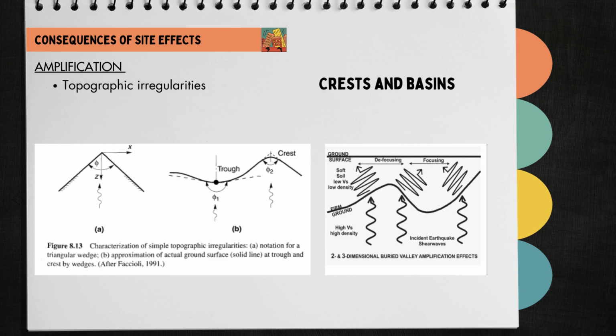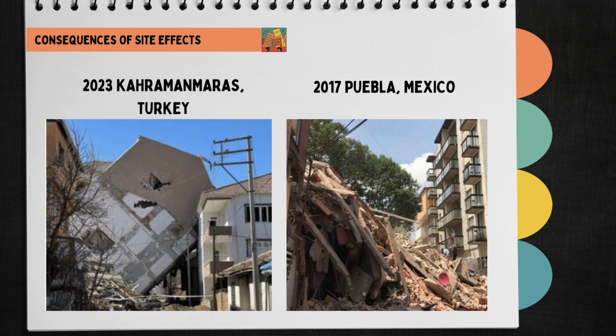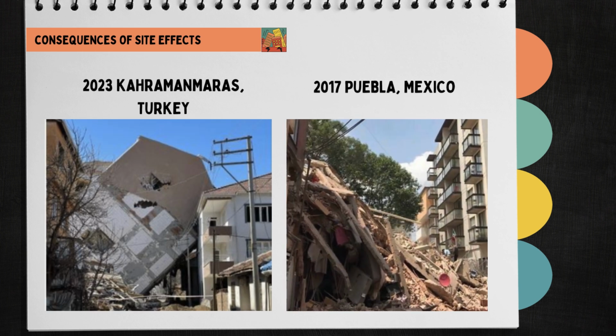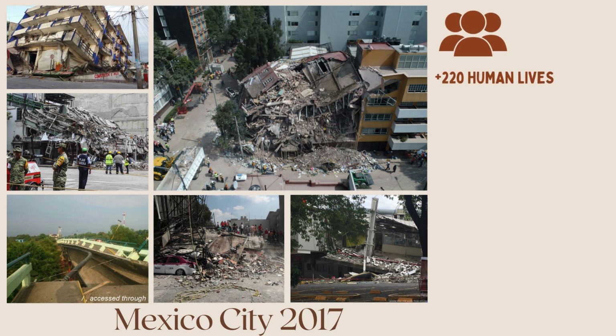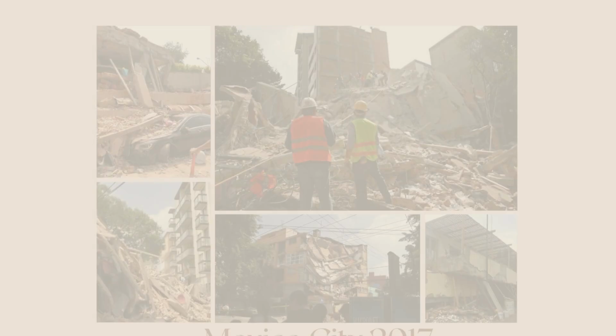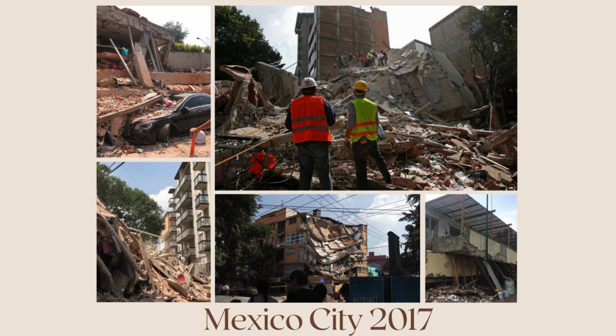The consequences of site effects can be catastrophic, as has been observed during recent earthquakes, including the 2023 Turkey earthquakes and the 2017 Puebla earthquake. The Turkey earthquake cost more than 50,000 lives and an estimated $34.2 billion in losses. And the Puebla earthquake cost 220 lives in Mexico City, even though it was located more than 120 kilometers from the earthquake epicenter. The damage in Mexico City was a direct consequence of site effects.